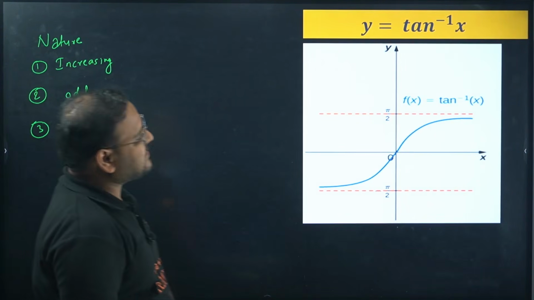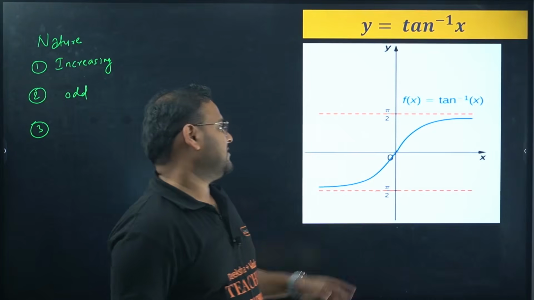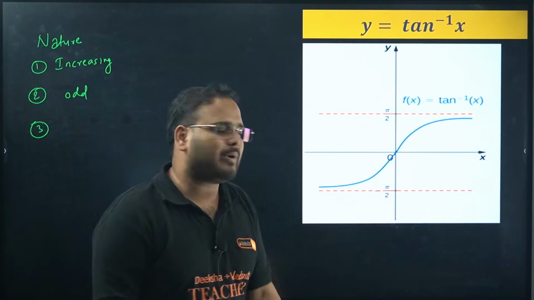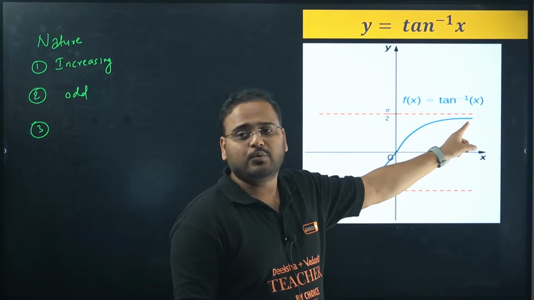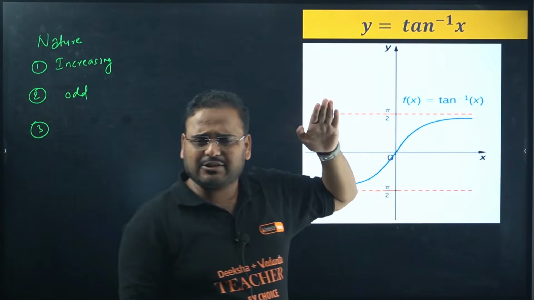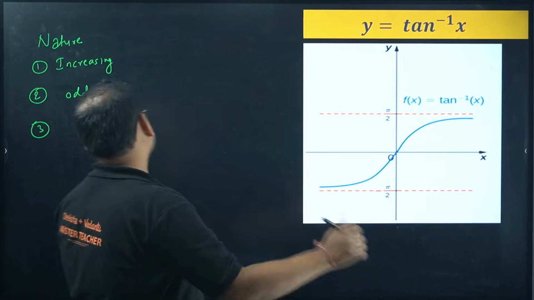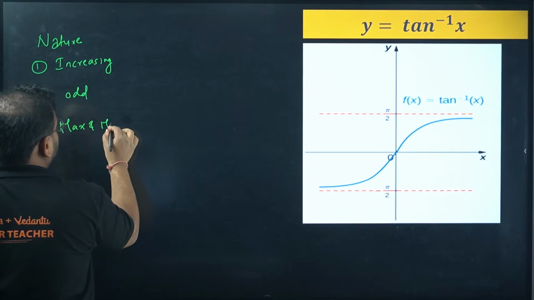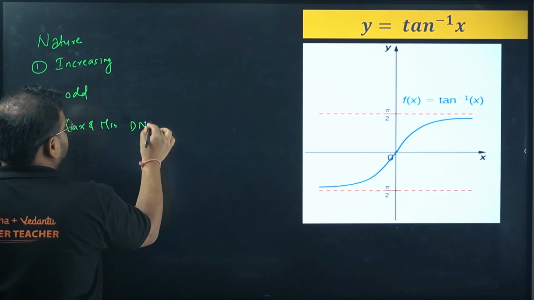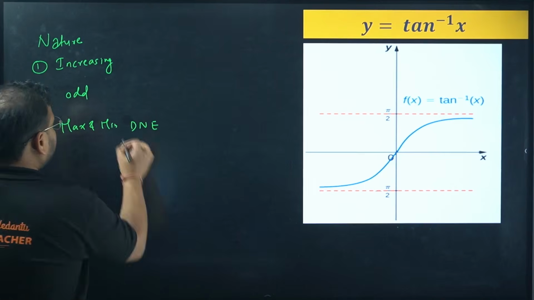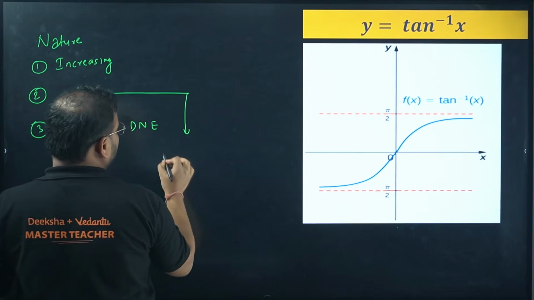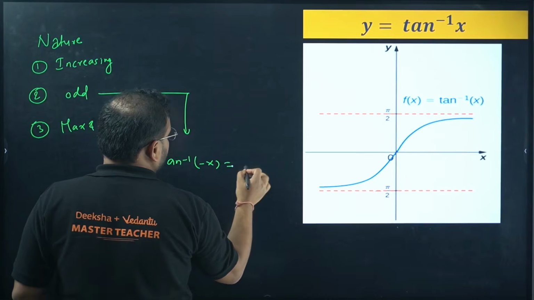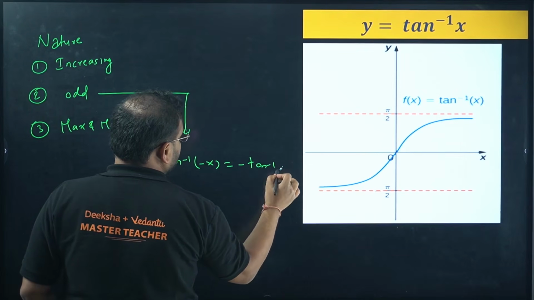Maxima will not exist. There's no maxima over here because it will never reach pi by 2, even though you might feel that pi by 2 is the maximum value. It never touches that. It never actually has a closed interval on that. So max and min do not exist. What is the meaning of odd? Odd means that tan inverse of minus x is minus tan inverse of x.